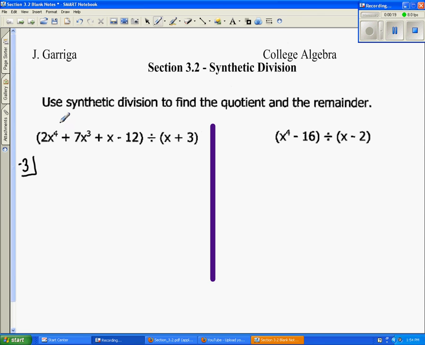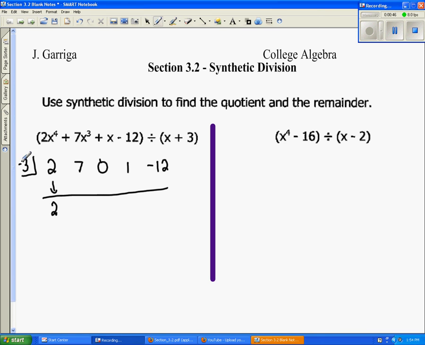Next, we have to put this in descending order according to the exponent. 4, 3, the x squared term is missing, then the x to the first, and a constant. So we're going to put those in order using the coefficients. So 2, 7, my x squared term is missing, so I have to put 0 as a placeholder, x, and then my constant. Now once we get them lined up, we're always going to drop the first.